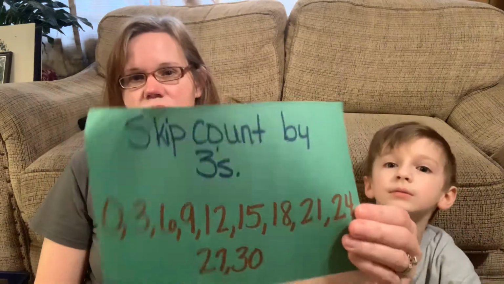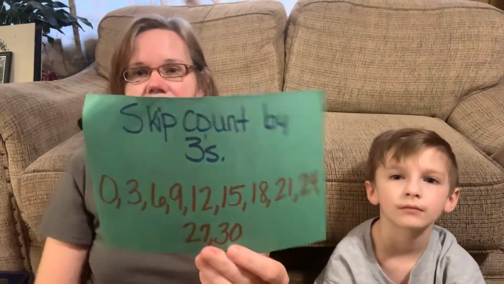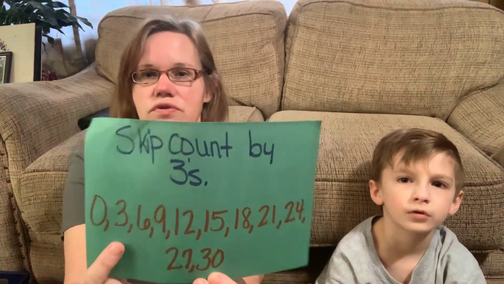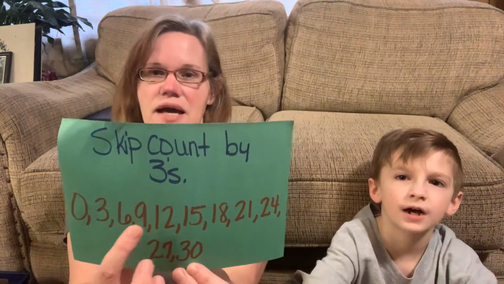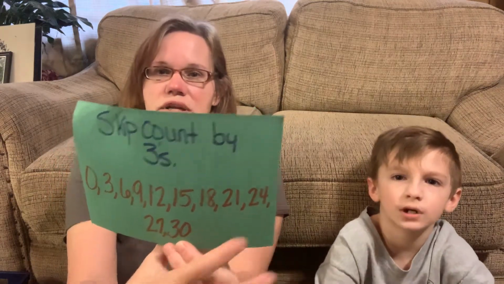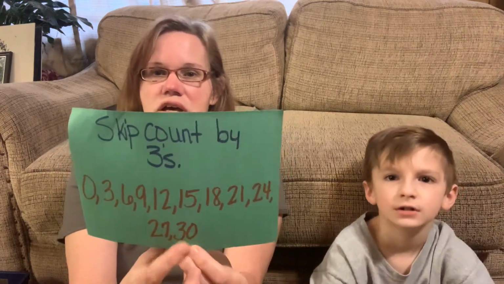So if we had a fact that said what's 3 times 3, we could hold up 3 fingers and go 3, 6, 9. All right? Let's practice that one more time, looking at it, and then we're going to do it without looking, okay? So here we go in 3, 2, 1. 0, 3, 6, 9, 12, 15, 18, 21, 24, 27, 30.